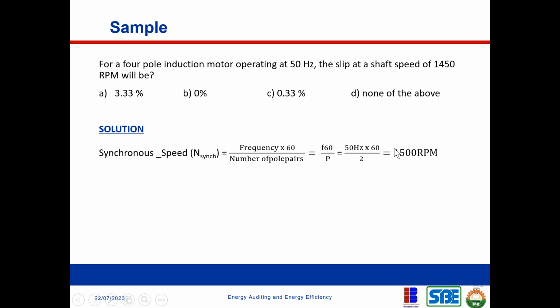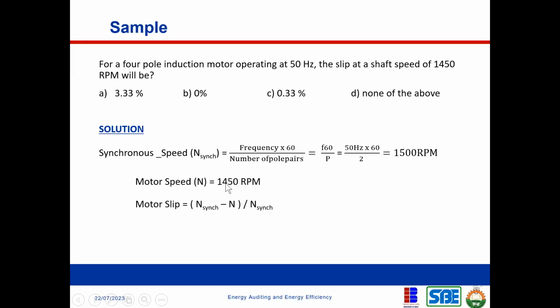So at no load, when you turn on this motor and you don't have any load on it, it is running at 1,500 RPM. But the moment you add a load on it, it starts working at 1,450. So the question is, what is the slip of this? We need to calculate the slip.